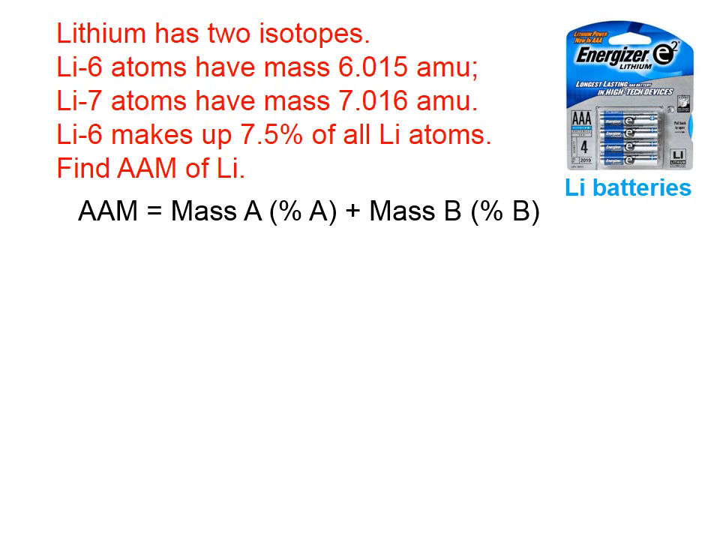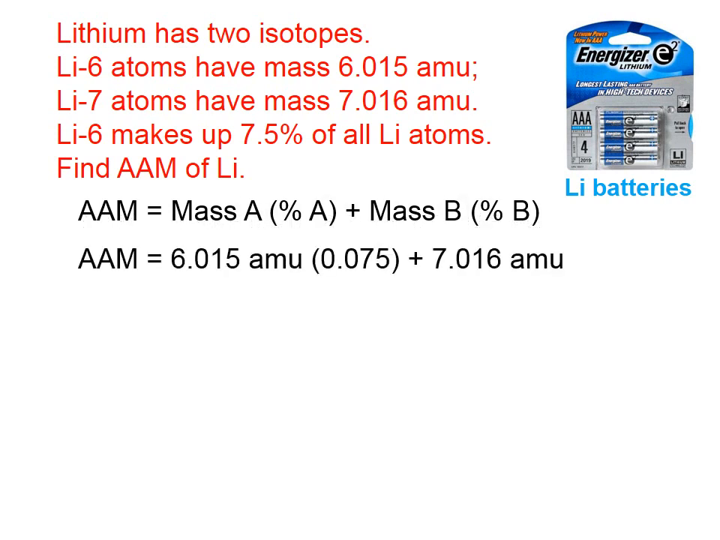So we're going to start with the equation. We're only going to have 2 isotopes, so on the right side of the equal sign we'll only use isotope A and B, for example. Isotope A, let's say, represents lithium-6, so the mass of a lithium-6 atom is right here, 6.015 AMUs, multiplied by the decimal form of the percent abundance, 0.075, plus the mass of the other isotope times its percent.